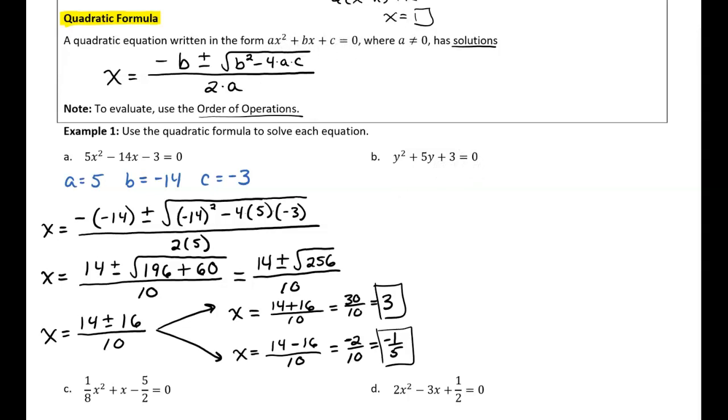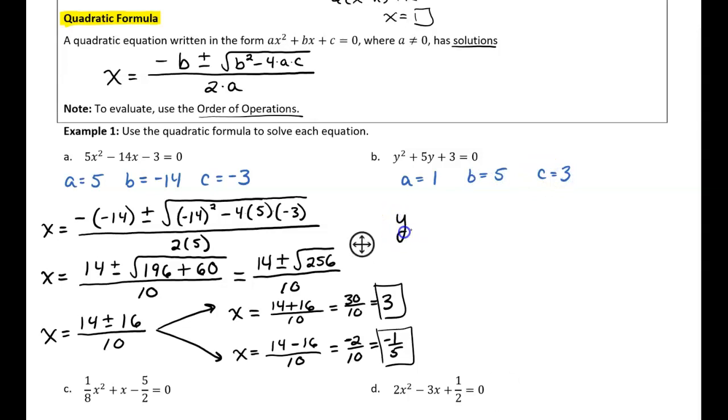We still need our a, our b, and our c. So our a value here is 1. There's a 1 in front of that y squared. So 1, a nice positive 1 is our a. Our b value is a positive 5. And our c value is a positive 3.